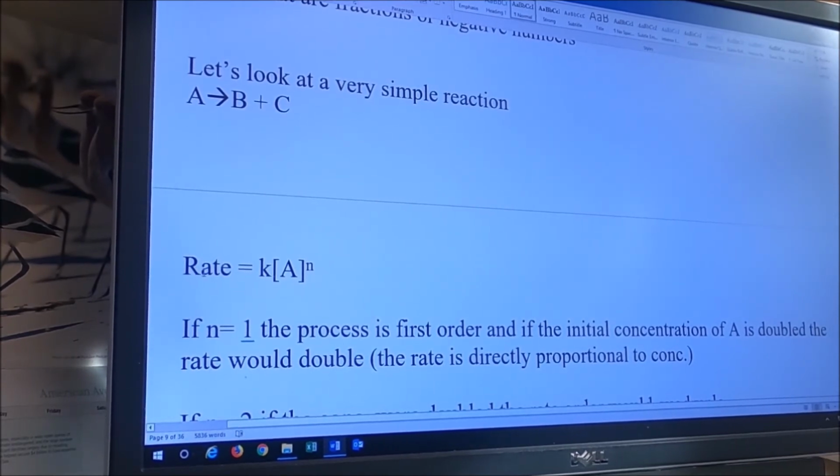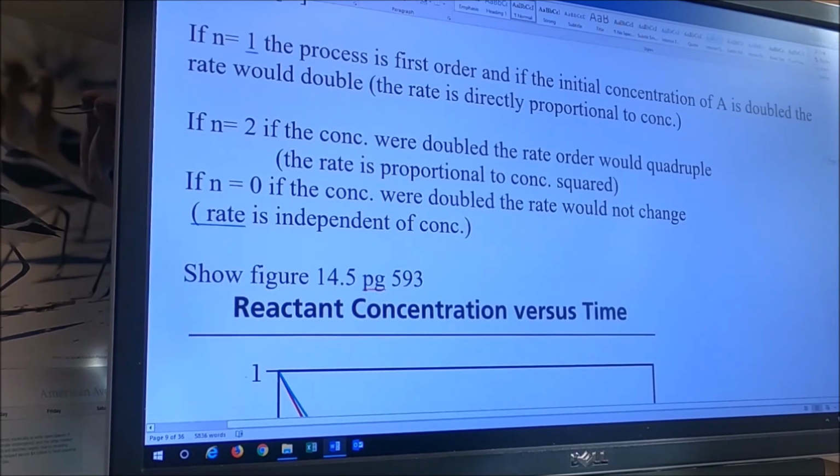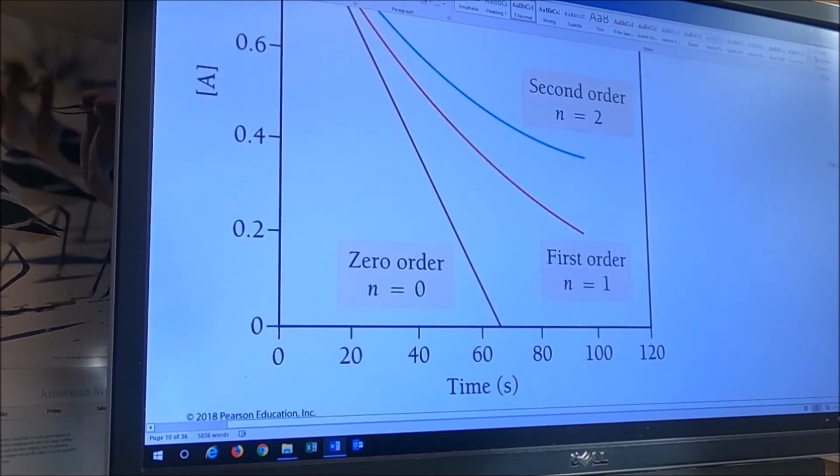So if we looked at a simple rate law for a reaction A going to B plus C, rate equals k times A to the n. If n equals 1, the process is first order, and if the initial concentration of A is doubled, the rate would double. If n is 2, and the concentration were doubled, the rate would quadruple, because if I doubled it, 2 squared is 4. If it's zero order, and the concentration is doubled, nothing changes, because anything to the 0 power is just 1.